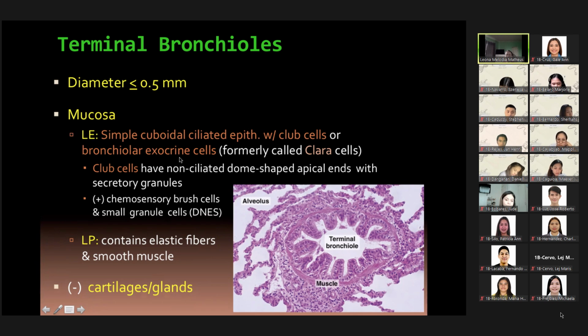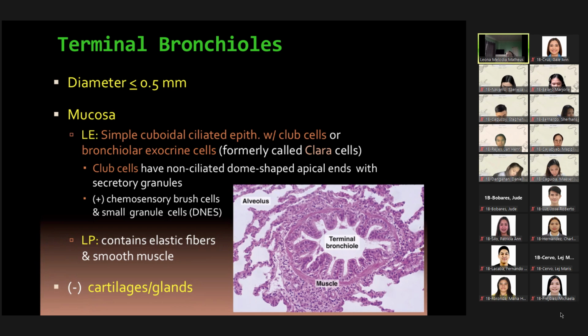Bronchiolar exocrine cells, which were formerly called Clara cells. Don't forget, they are now known as club cells or bronchiolar exocrine cells. Now, what are club cells? Club cells are non-ciliated dome-shaped cells with secretory granules. They have chemosensory brush cells and small granule cells as well, what we call part of your diffuse neuroendocrine system.